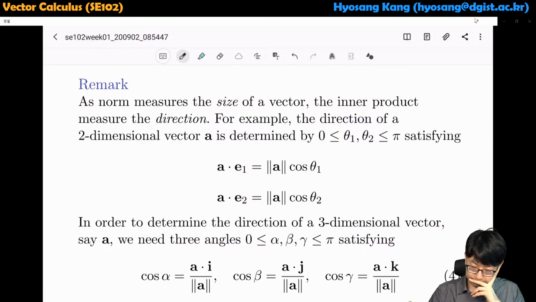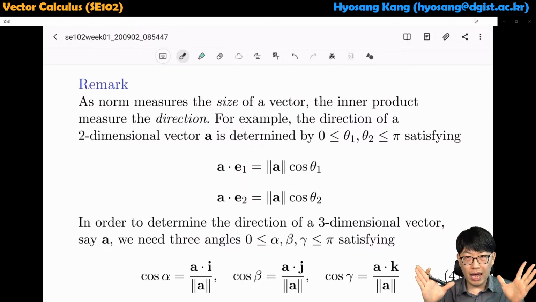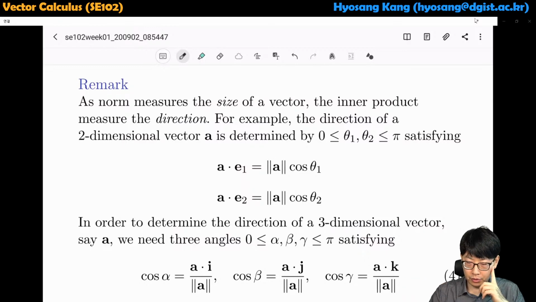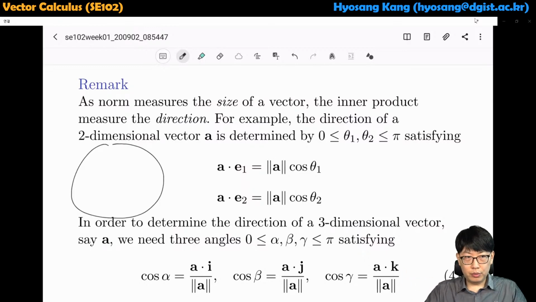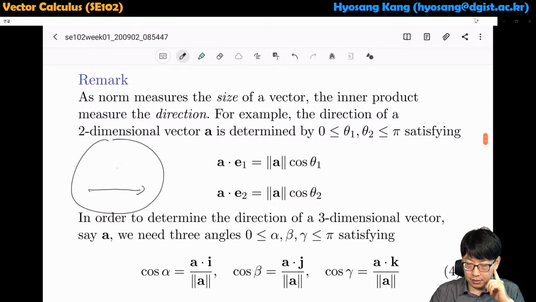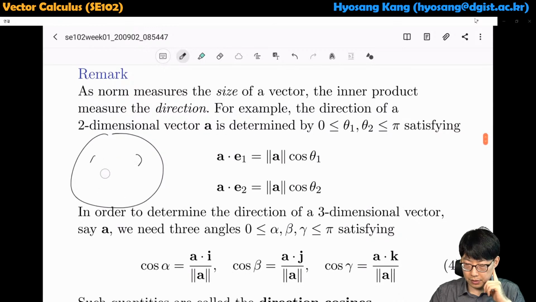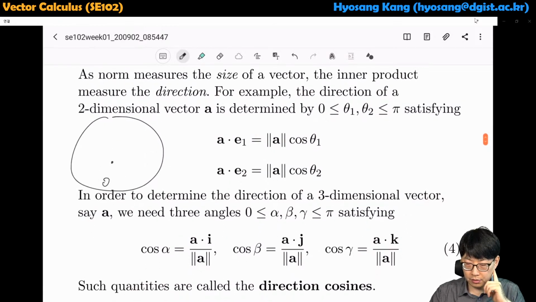For example, let's say we don't have an axis in two-dimensional space. Let's say we have a two-dimensional plane right here, and suppose that I didn't specify my axis. It could be this axis or it could be this axis. I don't know. But suppose that I have only the origin, and I was given a vector A. Now I'm supposed to find out the direction of A. I cannot say anything here because I don't have an axis here.